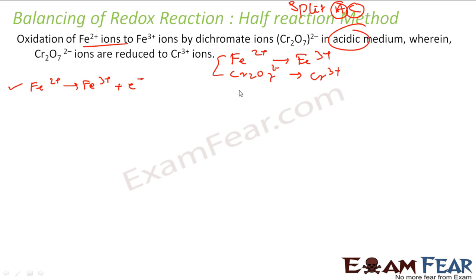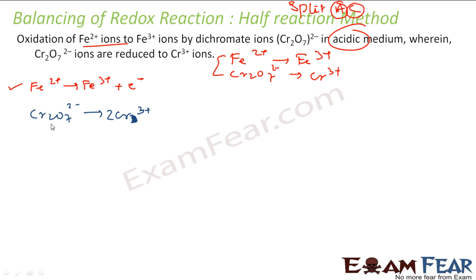So let's take the next reaction, in a different color. Cr2O7 2- gives Cr3+. Splitting is done. A is balancing atoms. Here we have 2 chromium atoms on the left and only 1 chromium atom on the right, so we multiply Cr3+ by 2. Because it's Cr3+, chromium is now balanced.